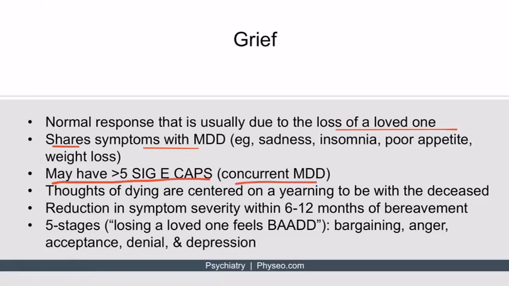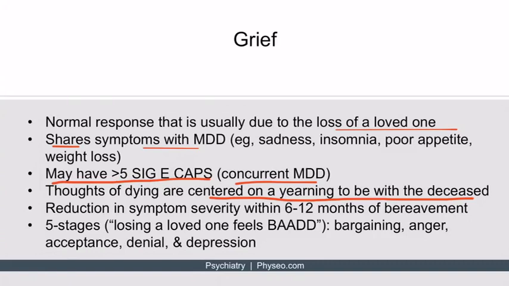However, for step 1, examiners rarely like to include 5 or more SIG-E CAPS symptoms if they're trying to get you to think of grief, because they're usually going to have MDD as one of the distractors among the answer choices. So there will usually be less than 5 SIG-E CAPS symptoms, and the question will be focused around the loss of a loved one. Another key difference between MDD and grief is that someone with grief may want to be dead, but their thoughts of dying are centered on a yearning to be with the deceased. Whereas someone with MDD will be suicidal due to hopelessness and a feeling of inadequacy or worthlessness.